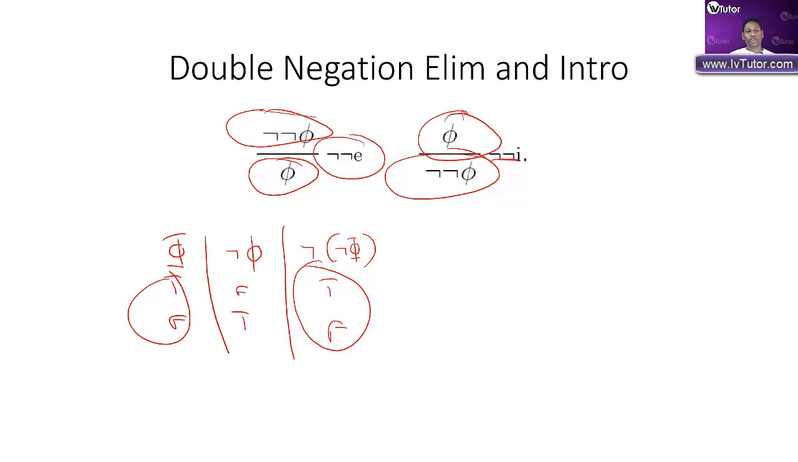So far we've learned four rules: conjunction introduction, conjunction elimination, double negation elimination, and double negation introduction. At the end of our natural deduction rules, what you will see is that all of these will be used interconnectedly, and then we're going to investigate how that is done.